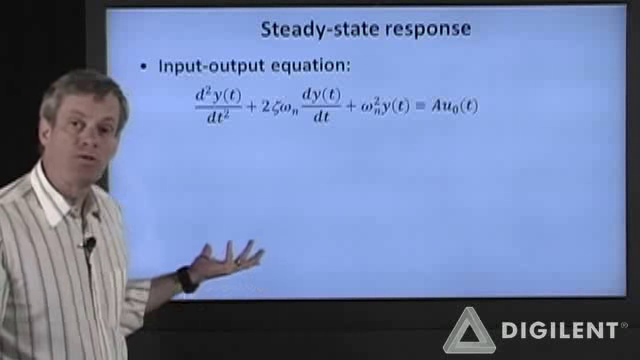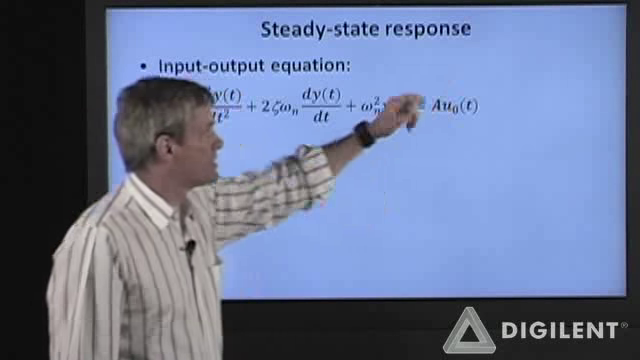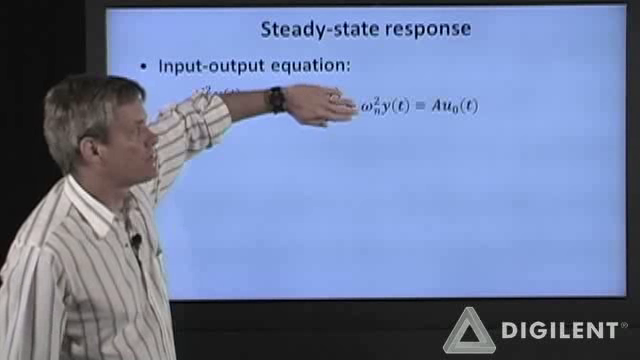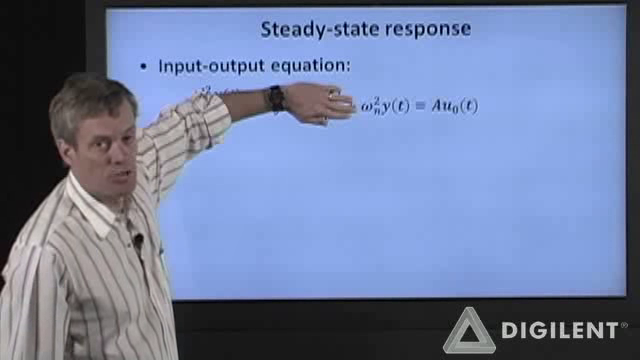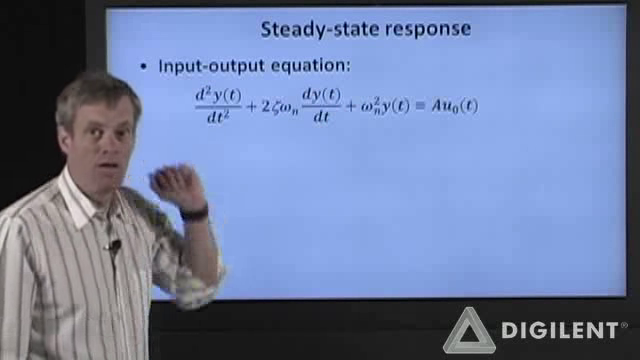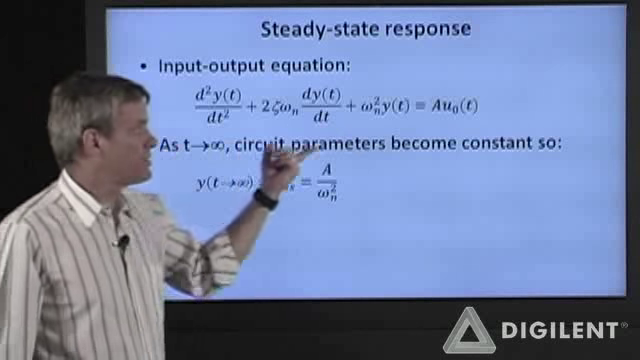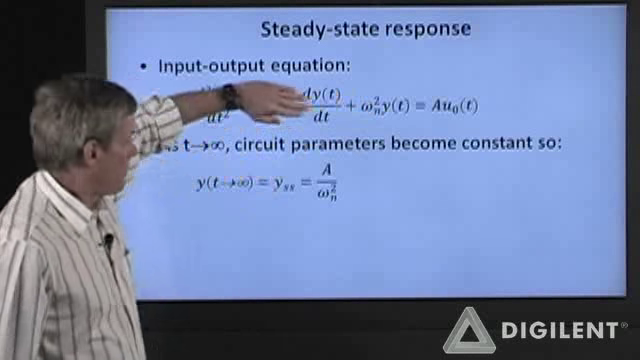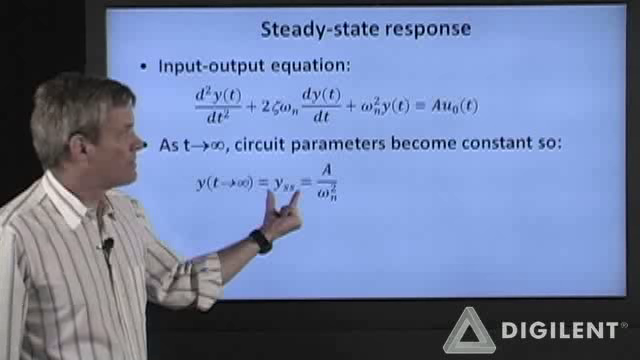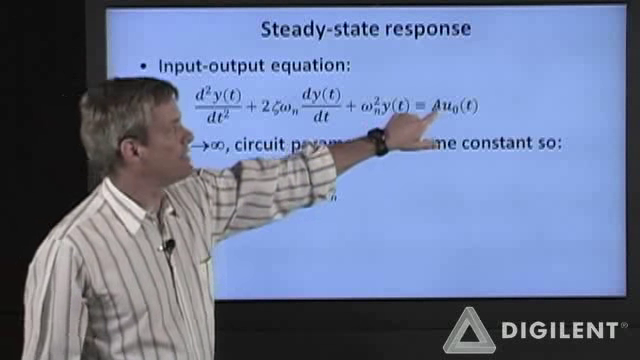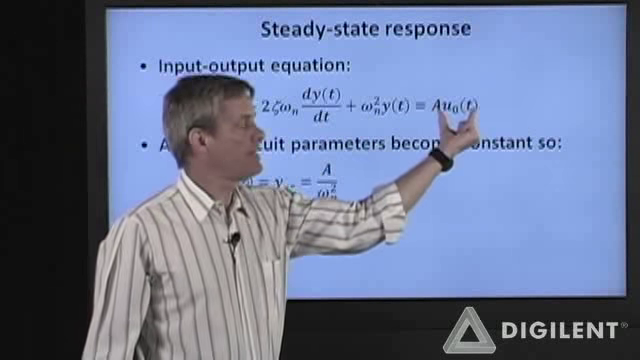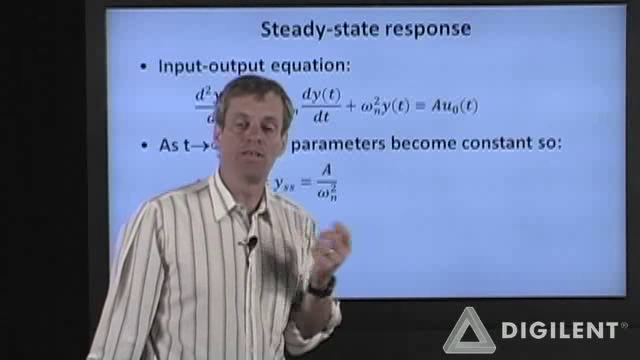And as t goes to infinity, this equation simplifies down to omega n squared y of t is equal to a times u0 of t. Therefore, y as t goes to infinity becomes a number. Y of t is a over omega n squared, because u0 of t as t goes to infinity is just 1.